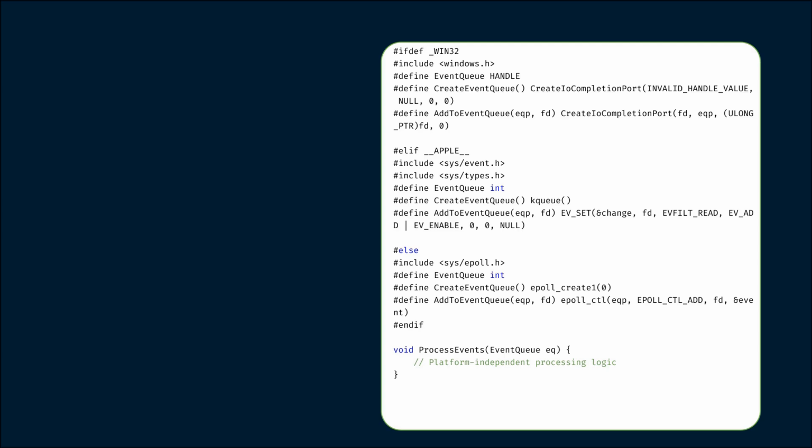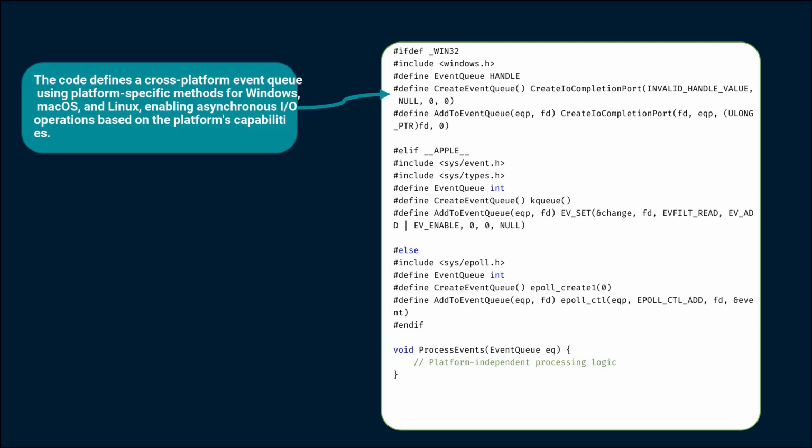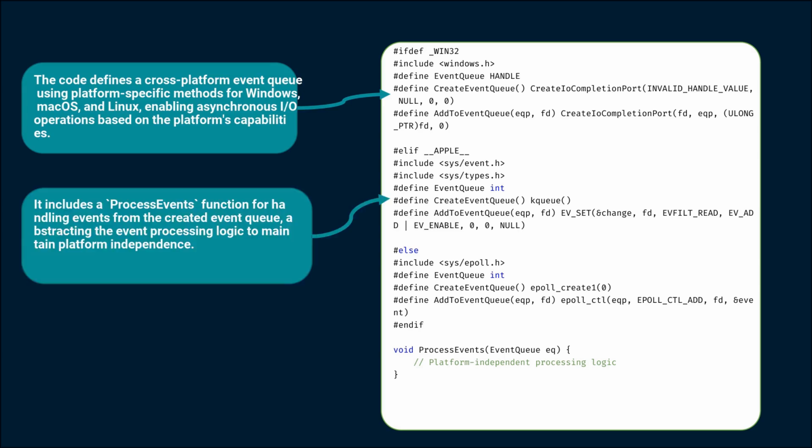Now let's see how we can implement a cross-platform interface for handling events in our application. The code uses preprocessor directives to distinguish between different operating systems, allowing us to define an event queue in a way that fits seamlessly with Windows, macOS, and Linux. For Windows, we create an event queue using the handle type and define functions that leverage the CreateIoCompletionPort methods, which are optimized for asynchronous I/O operations.